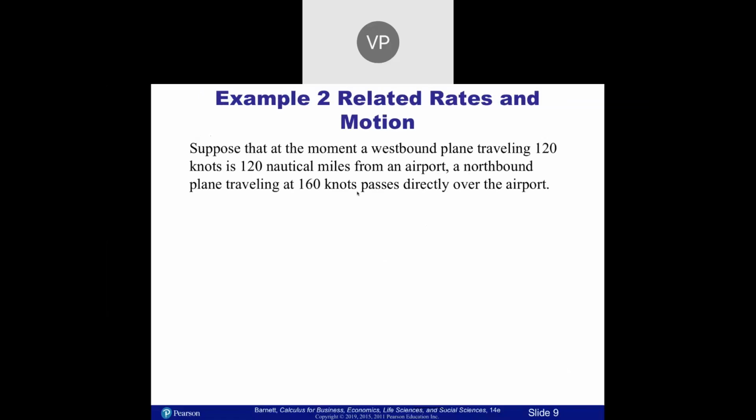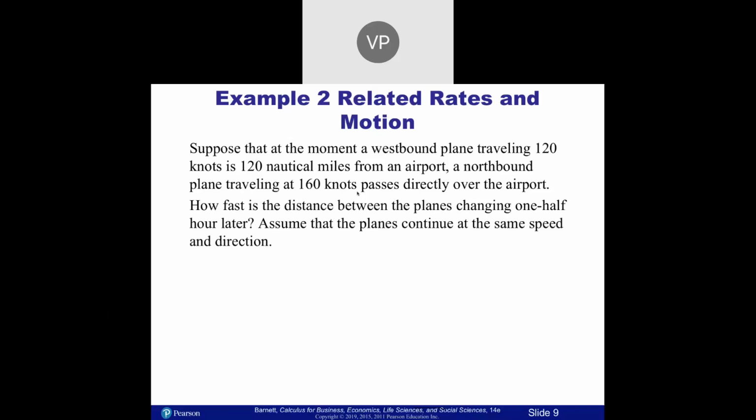Okay, jump to another example here. We have a westbound plane traveling at 120 knots, nautical miles per hour, and it is 120 nautical miles from an airport. A northbound plane traveling at 160 knots passes directly over the airport. How fast is the distance between the planes changing half an hour later? Assume that the planes continue at the same speed and direction.